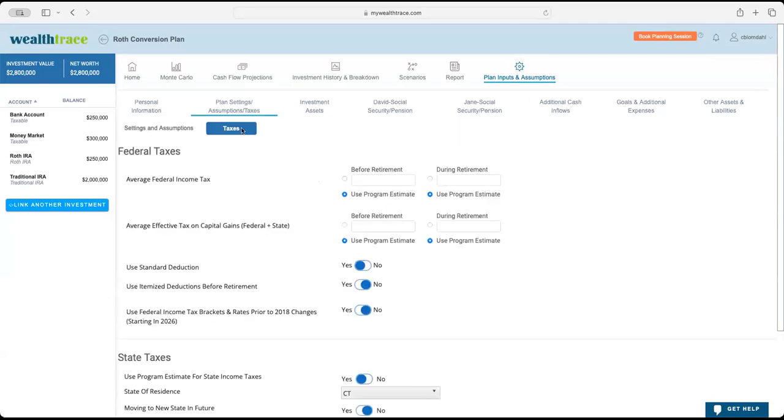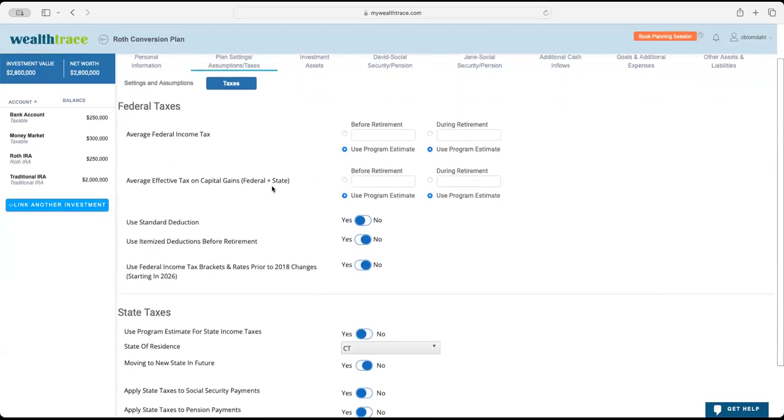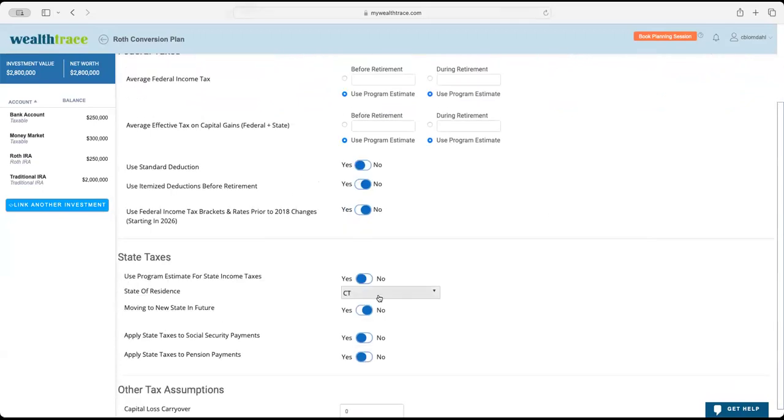So let's take a look at their tax assumptions. We will be using the program estimate for the federal income tax and the capital gains tax. We have their state of residence as Connecticut, which has a progressive tax rate. When running the Roth IRA conversion in WealthTrace, the software will take this into consideration and accurately calculate the state tax rate, including those with a progressive rate.